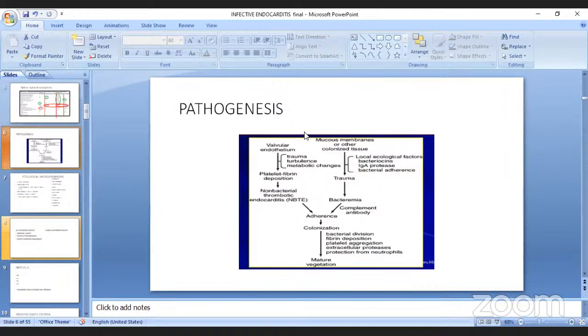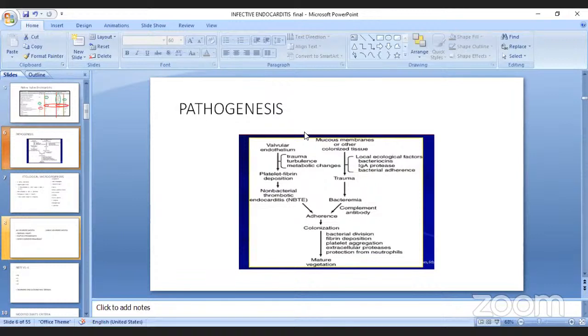What do we mean by transient bacteremia? I'm telling you that there is non-bacterial thrombotic endocarditis. That means there is just a thrombus; the bacteria has adhered, but it is not causing any bacteremia. But when the bacteria inside the thrombus starts to grow and increase, it will cause a sustained bacteremia, and then it will lead to polymicrobial colonization, and this vegetation will mature.